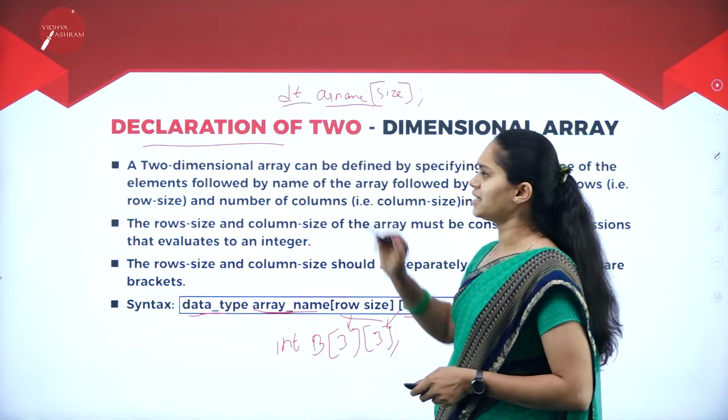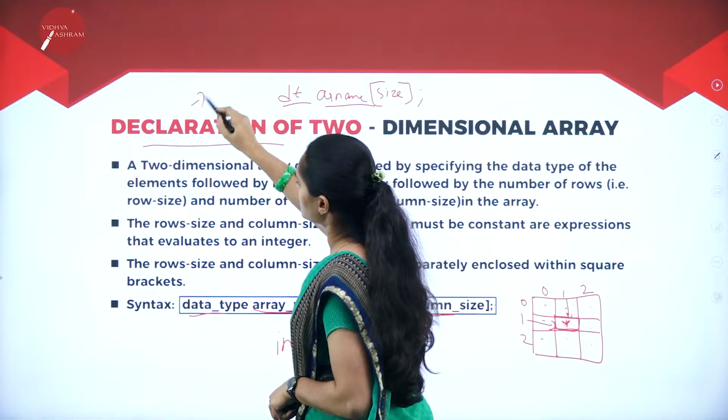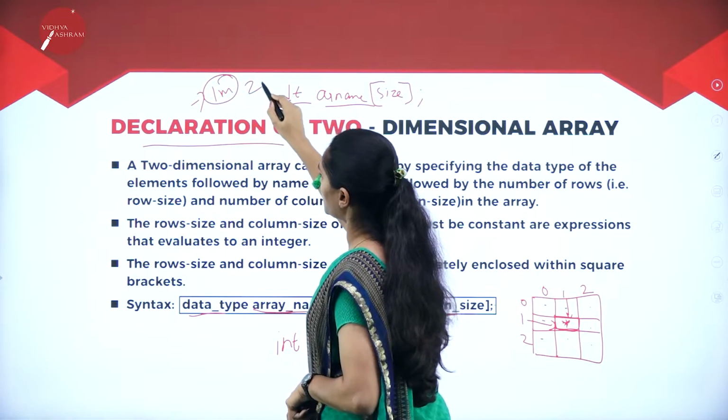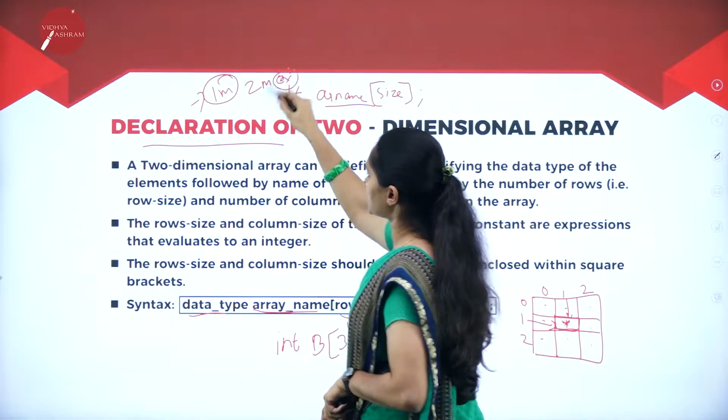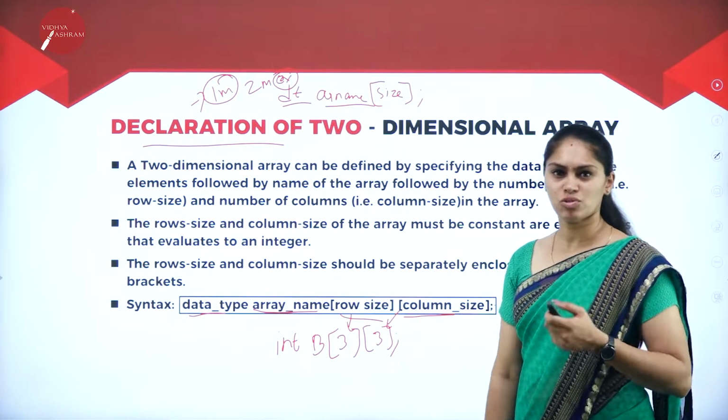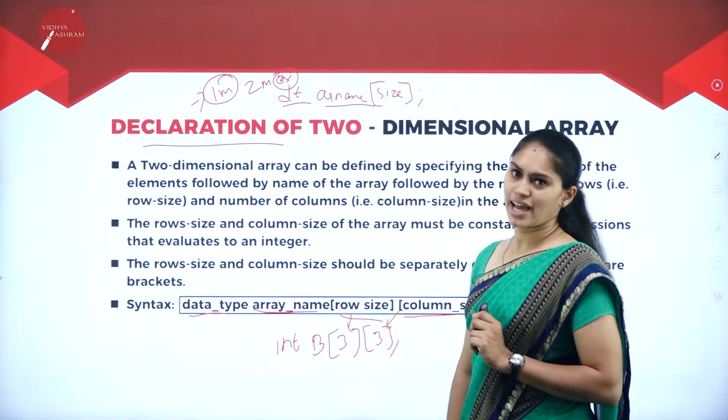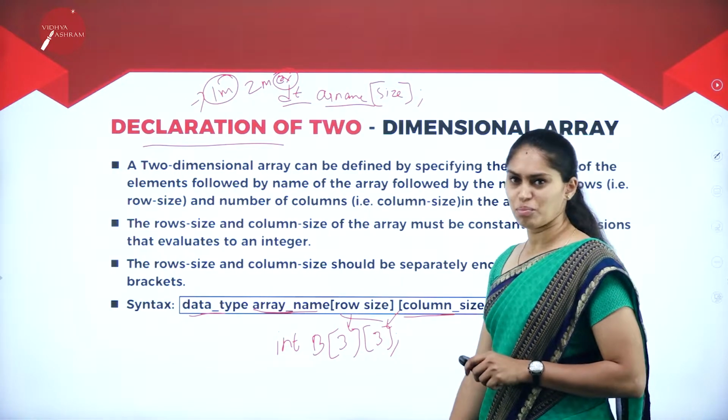So this is regarding declaration, and this can also be asked for either 1 mark or 2 marks along with an example. Give a declaration of a two-dimensional array along with an example. So this is also an important topic.